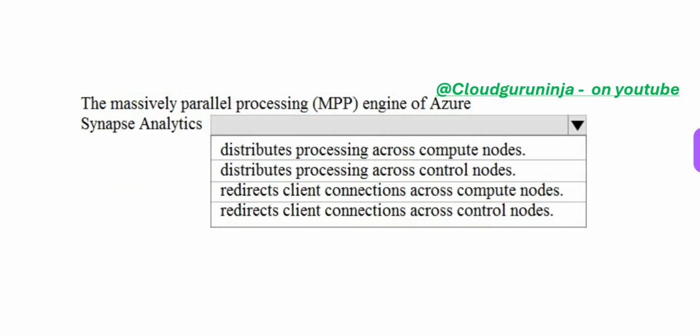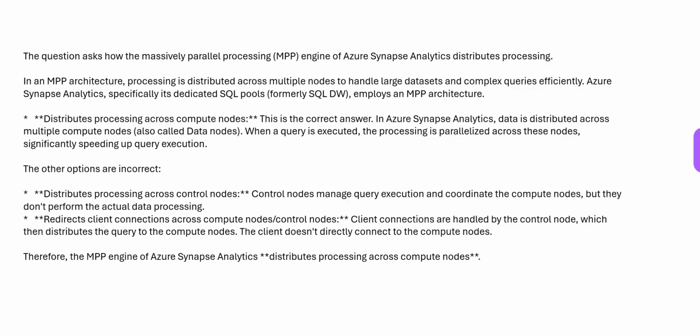So now next one, MPP engine of Synapse. Does it distribute processing across compute nodes? Yes, it distributes. That is why it is so efficient and gives you very high performance for high data loads. Why? You read this. MPP architecture is all about sharing the load in a distributed manner.